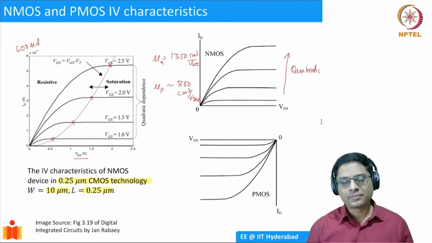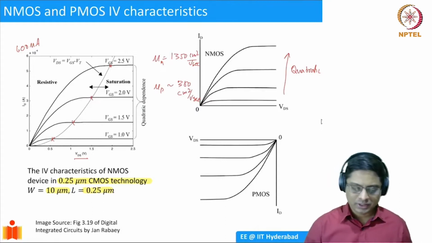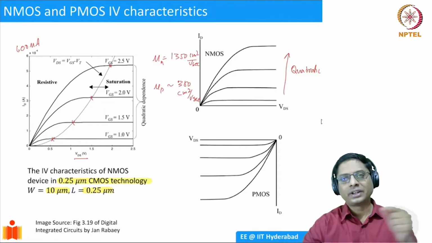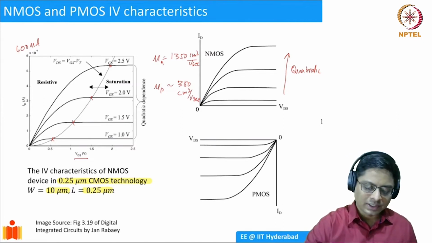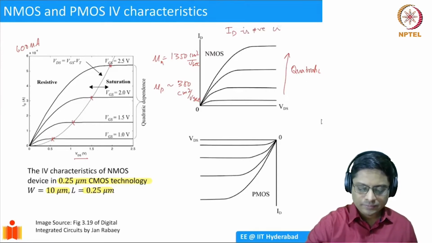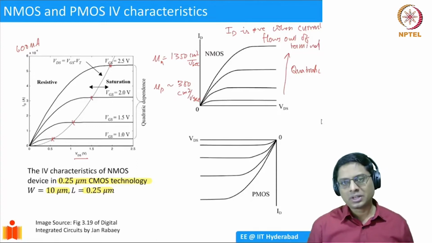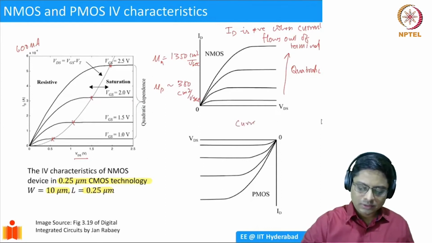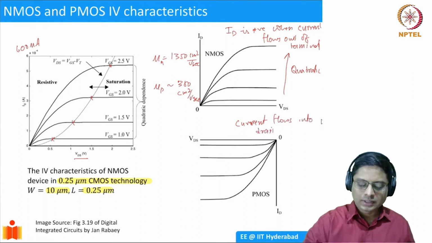When you go to PMOS devices, we have exactly complementary situation. In an NMOS device, the electrons are entering into the drain because VD is positive. So by convention, we take the drain current ID to be positive when current flows out of the terminal. When you take a PMOS device, you have holes which are moving and they flow into the drain. So here current flows into the drain, and that's why we take it to be negative.